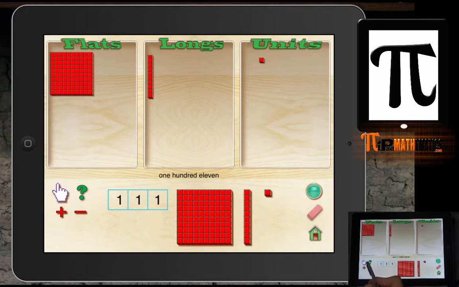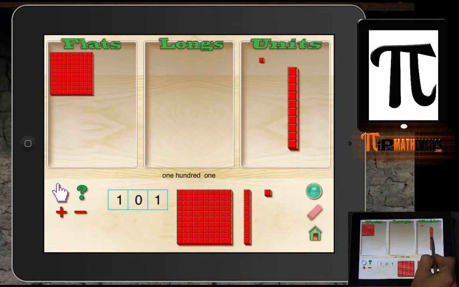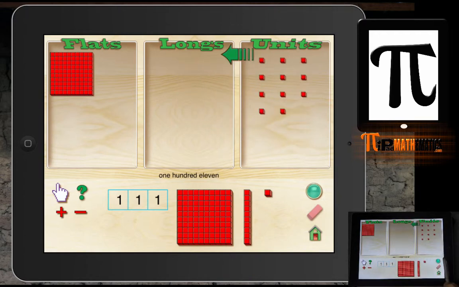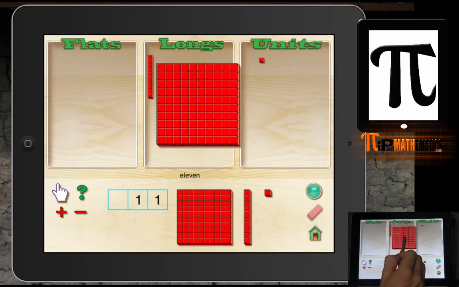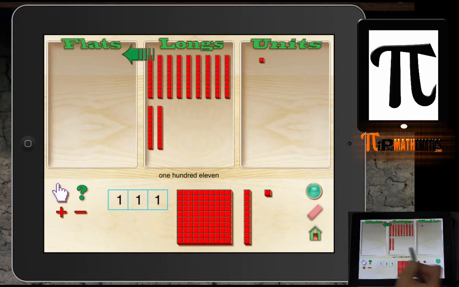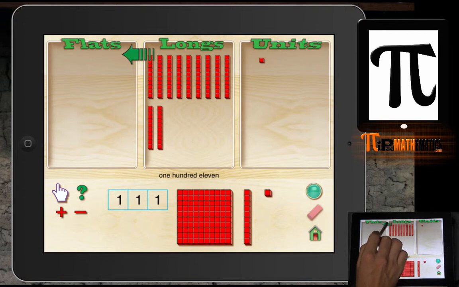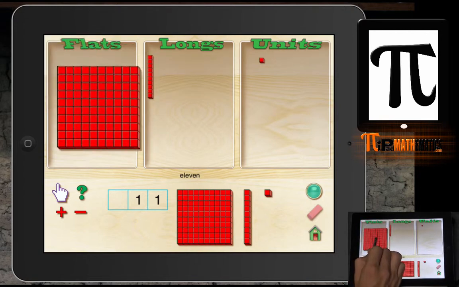What I like about this app is that you can exchange a long for 10 units and it shows that. Then we can press our arrow here. Once we have 10 or more units, we press our arrow and it converts over to a long. And same with flats. We can take a flat and move it into the longs column and it converts into 10 longs, and we can press our green arrow to change 10 longs into a flat.